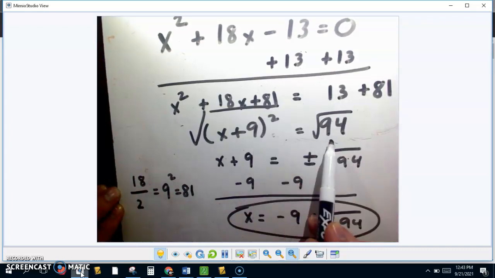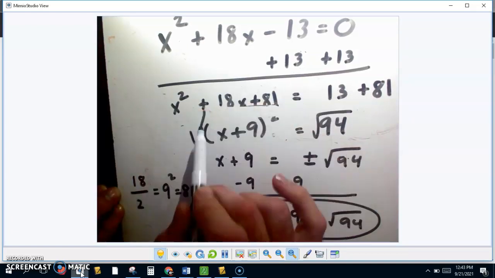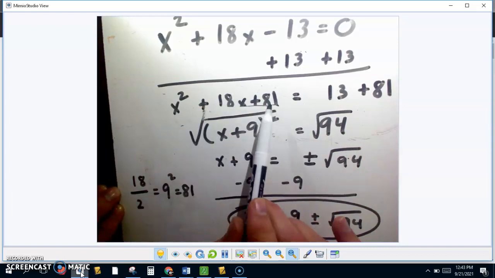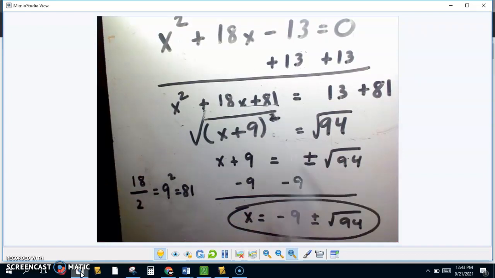Over here it's simply 94, but on the left-hand side, what happened was we forced it to factor in a special way. The factors of 81 that add to 18 are 9 and 9 again. So that made x plus 9 squared, and then I could finish from there. So this process again is called completing the square.